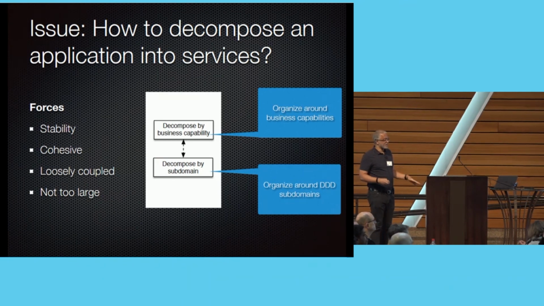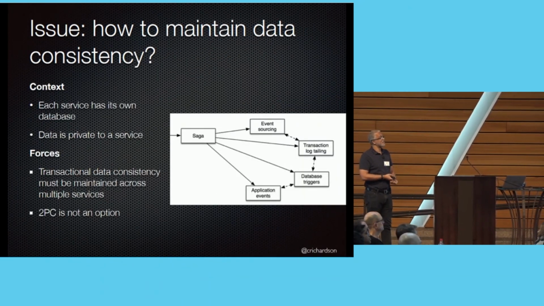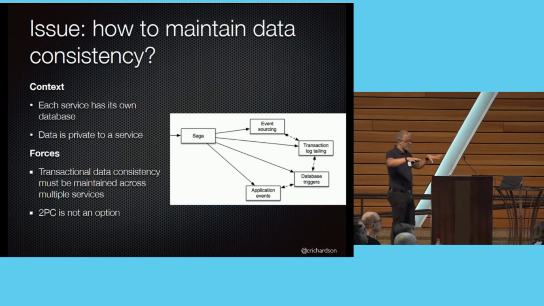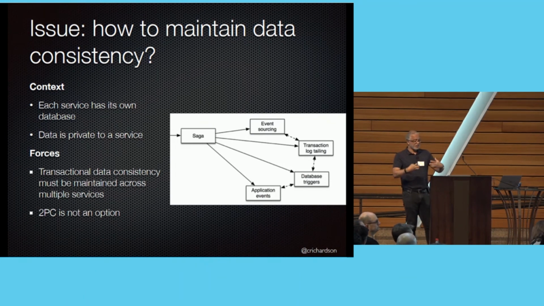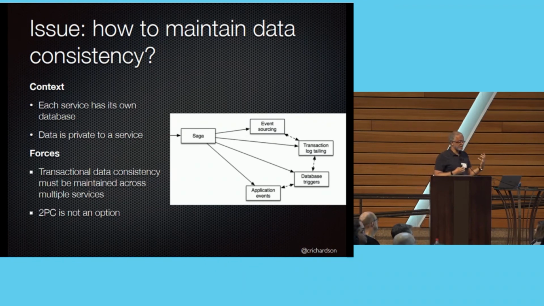And then the next decision is, how do I maintain data consistency? Because each service has its own database, and sometimes business transactions will need to span multiple services. And it turns out for a variety of reasons, two-phase commit or distributed transactions are not really an option. And so for that, you're going to end up using sagas, and then there are various different ways of implementing the saga pattern. And underlying it, as I think you're going to see in Randy's talk later today, underlying all of this is an event-driven architecture.